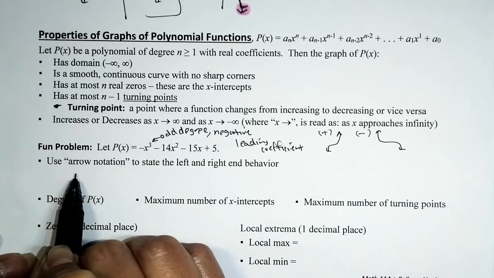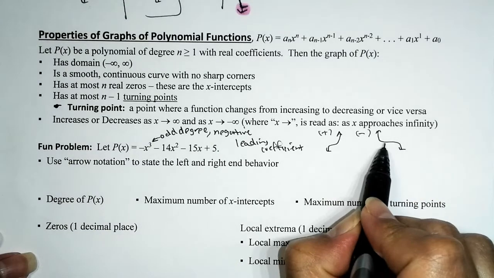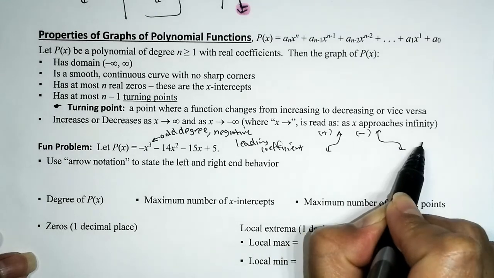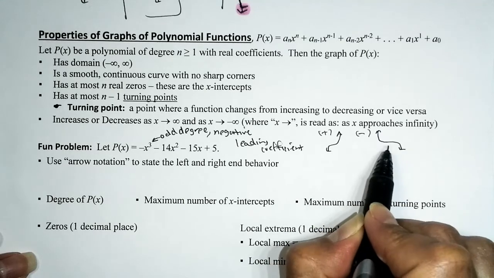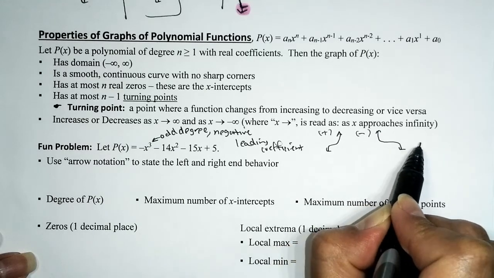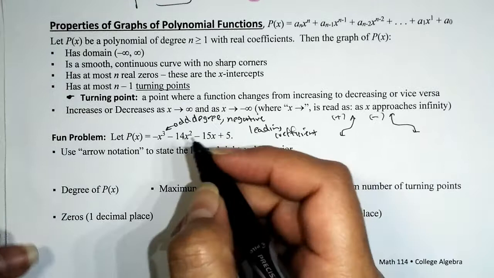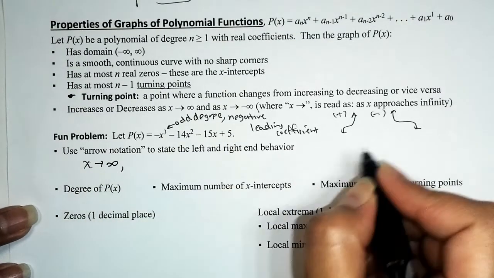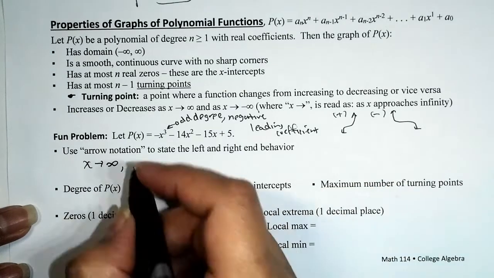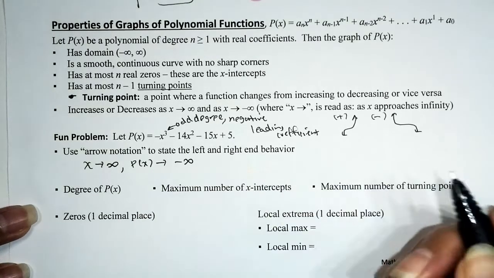So we want to use the arrow notation to state the left and right hand behavior. Okay, so we want to tell the reader as we go to the right, what happens to the function value. As we go to the left, what happens to the function value. So in this case, as we go to the right, or as x approaches positive infinity, the graph points down, so the function value will approach negative infinity. So let's go ahead and write that out. So as x approaches infinity, the graph goes down, so the function value approaches negative infinity. Okay, so that's the first one.